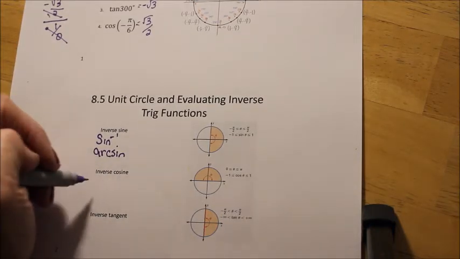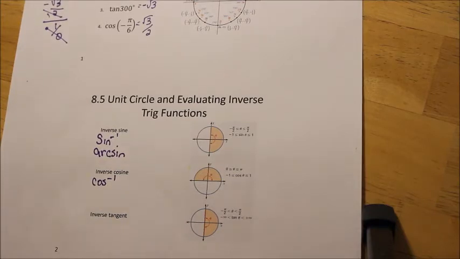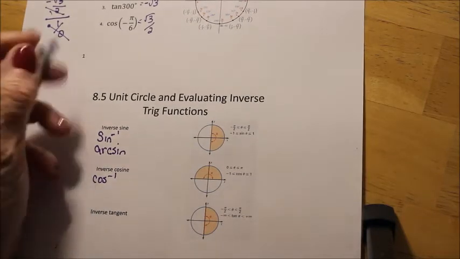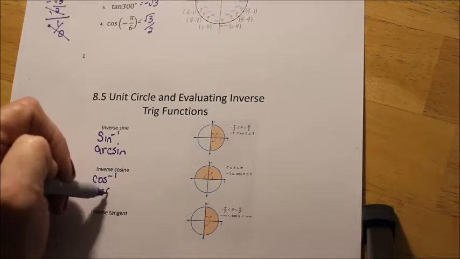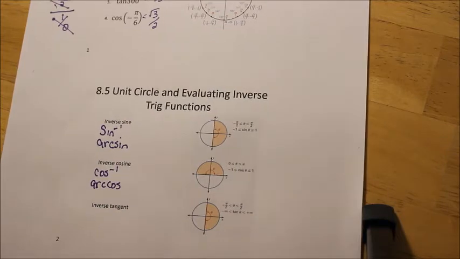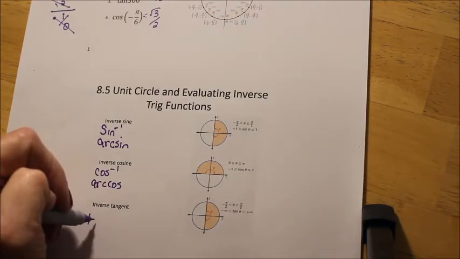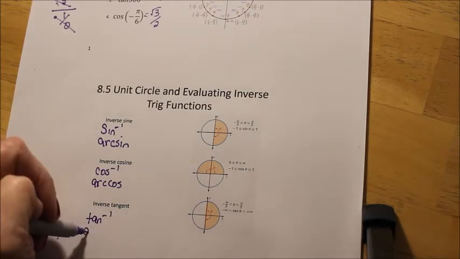And the same thing with cosine. If I have the cosine inverse, I'm looking for a degree or radian. You might also see it as arc cosine. Okay, that means the same thing. And then tangent, same thing. Tan inverse is the same thing as arctan.